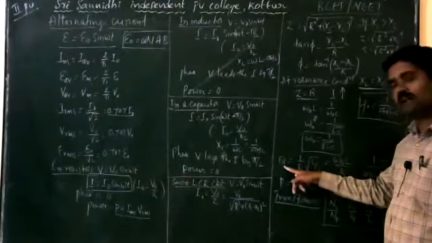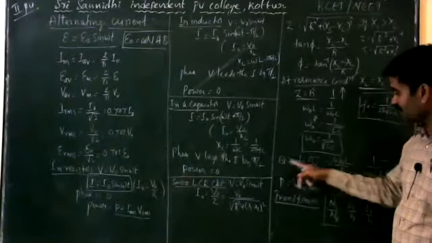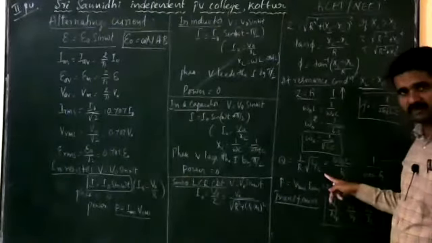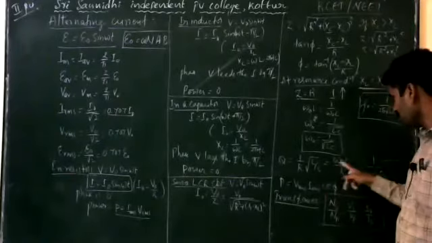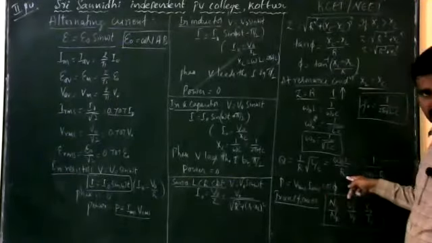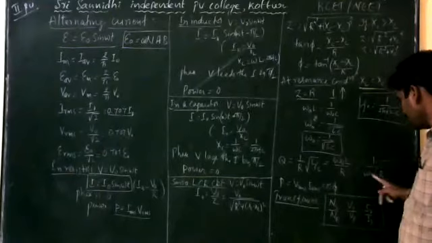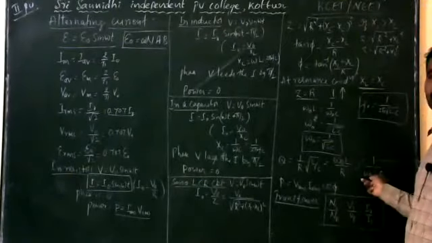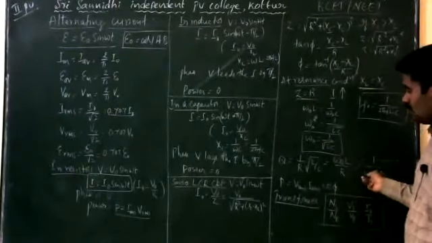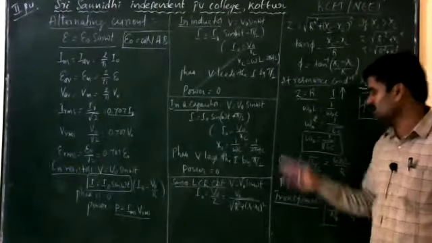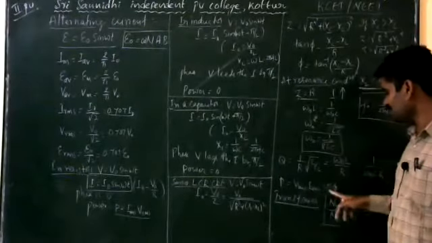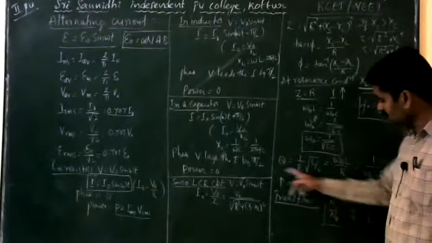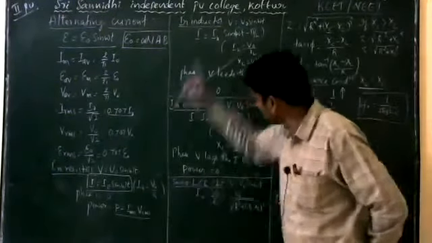The equations for the quality factor: 1 by R into root of L by C is one equation. Omega naught L divided by R is also one equation for the quality factor. And 1 by omega naught C into R is another equation for the quality factor. Then the power dissipation in the circuit, P is equal to V R I R. These are all conditions to obtain it individually.